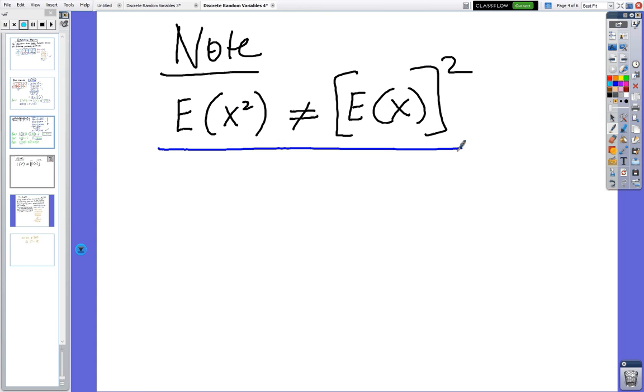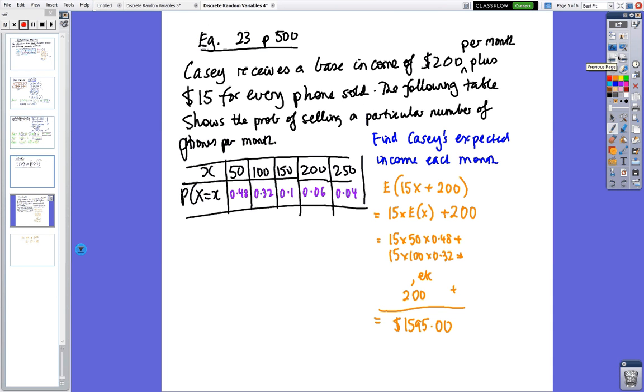One thing you must know is this one here. The expected value of x squared is not the expected value of x all squared. So just make sure you don't make that mistake, because it'll haunt you and kill you later on. Okay, so copy that down, put a big star against that one. And okay, let's look at an example.